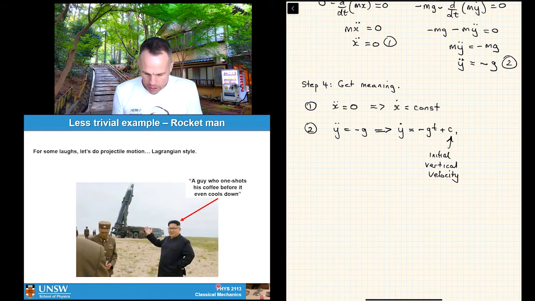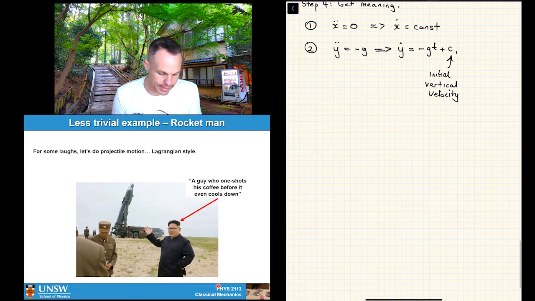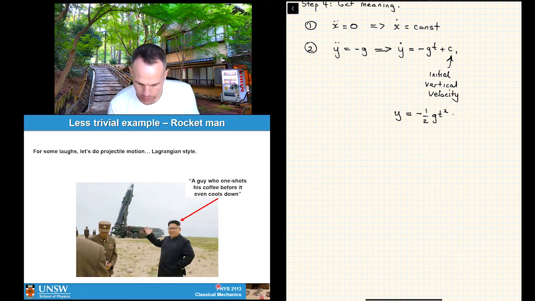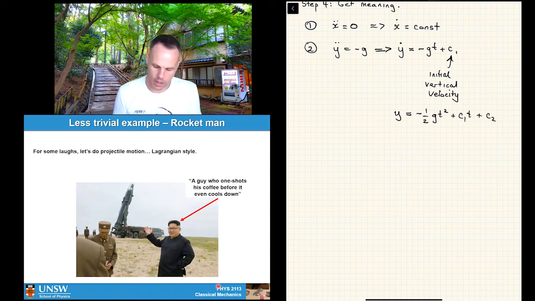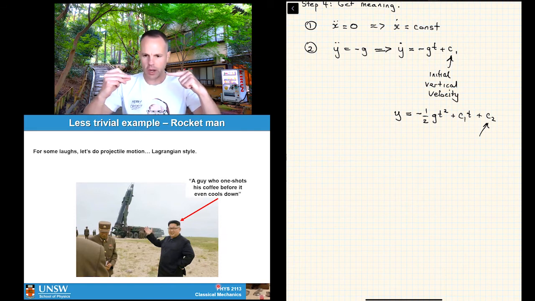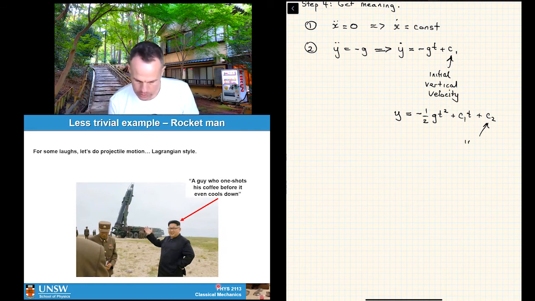We could integrate this again, and then what we would get in here is y is equal to minus a half gt squared plus c1t, assuming we haven't just made it go to 0, plus another constant c2, and then this constant here c2 is basically just the initial position for the system, right? If you make t equals 0, the other two terms go away, and so what we're really doing is just setting y at t equals 0. So this is initial height.